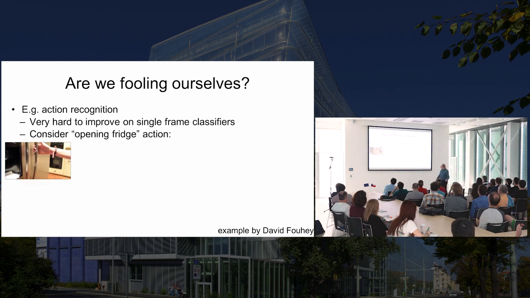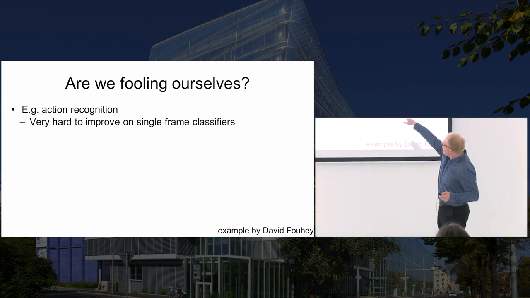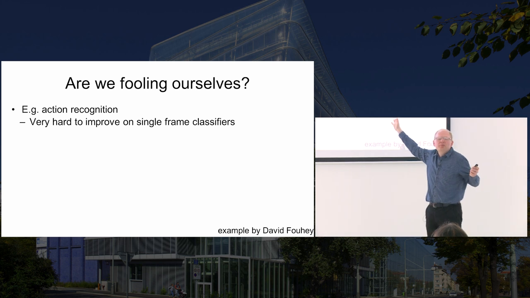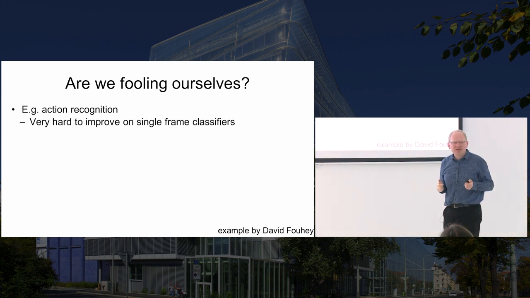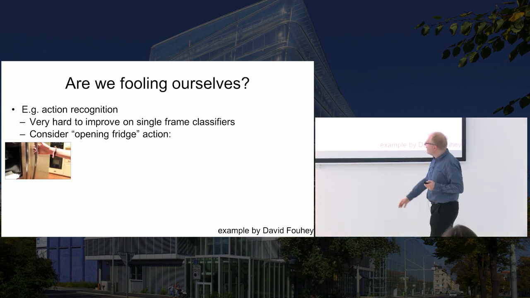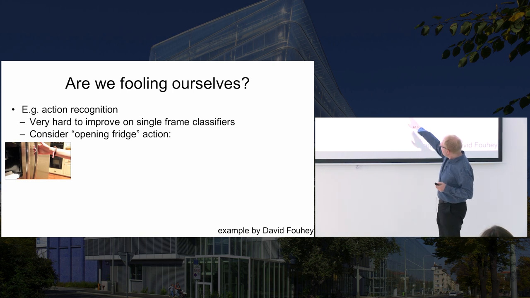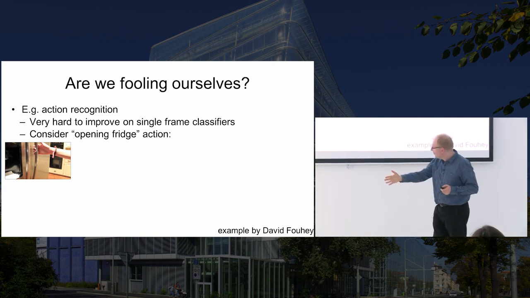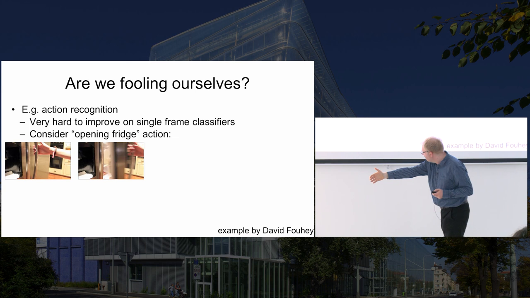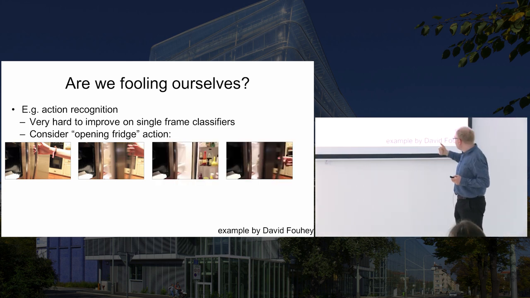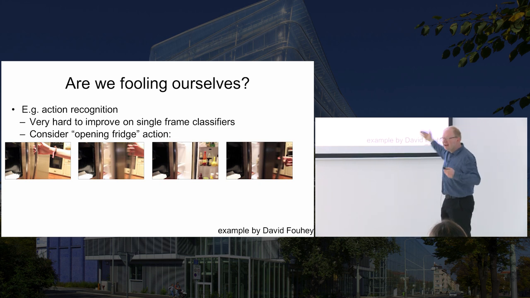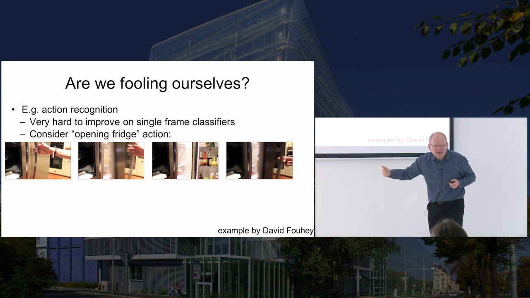Okay, so for a single frame, you basically do just as well. And this was a big, strange result that people don't know why it was so. But if we look at, for example, here is an opening fridge action. So you go to the fridge, you extend your hand, you pull on the fridge door, you open the fridge, and then you close it, right? And you want to recognize other actions that are opening fridge actions, okay?